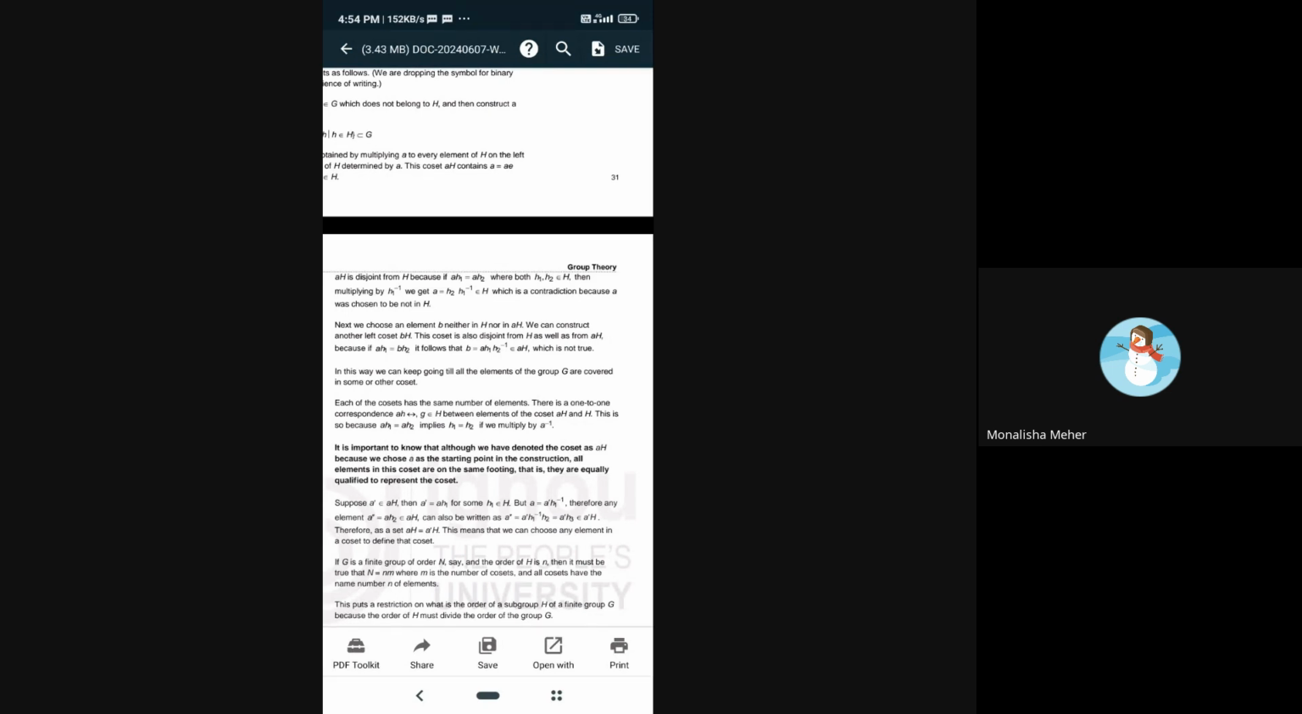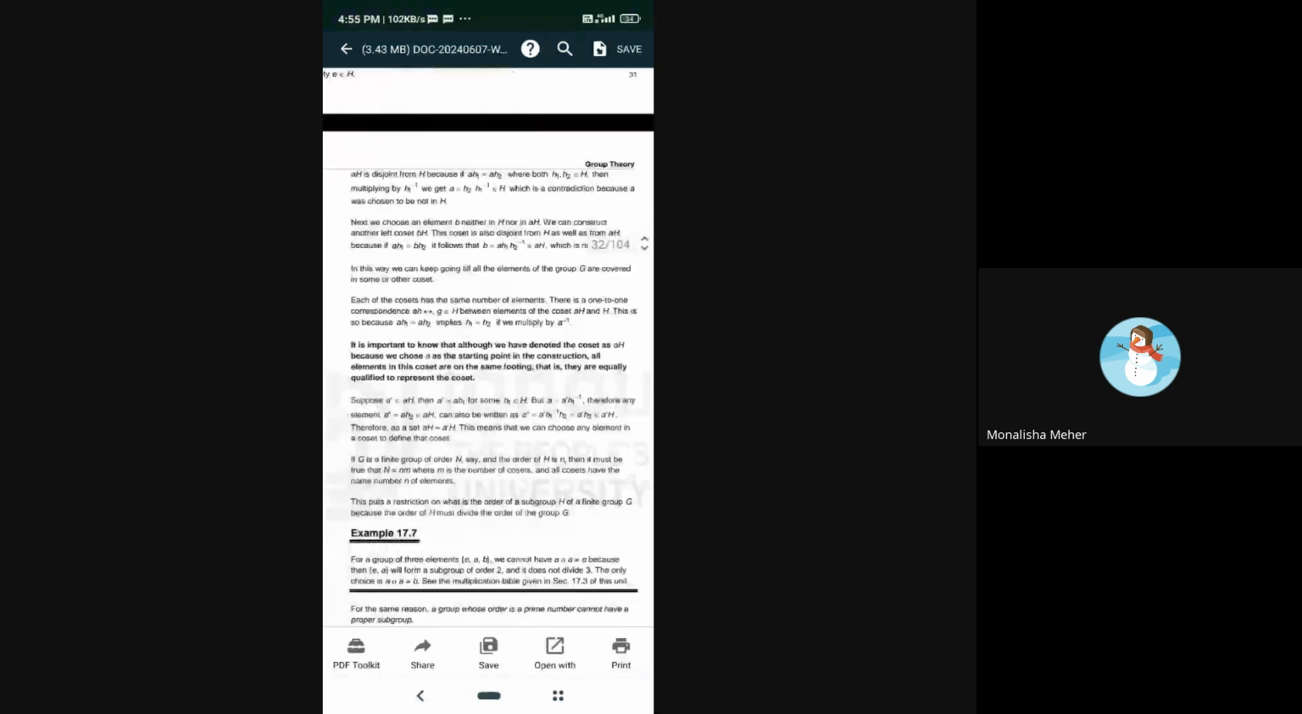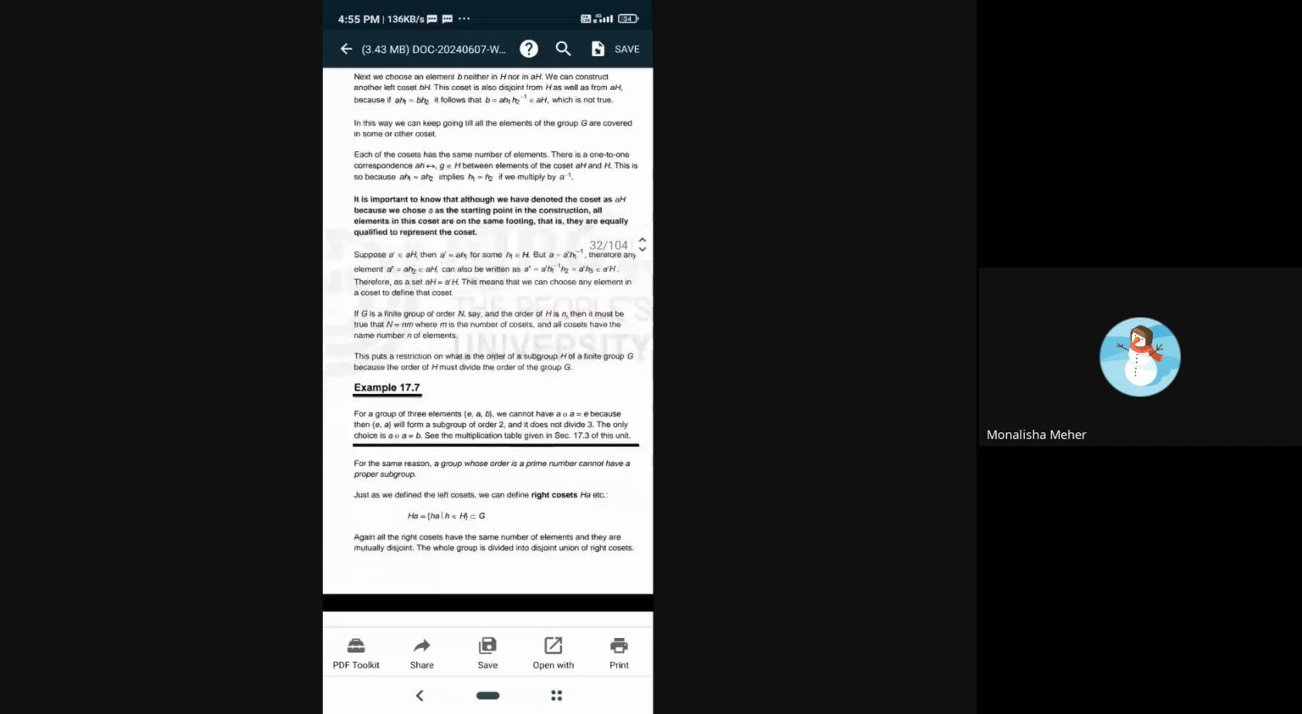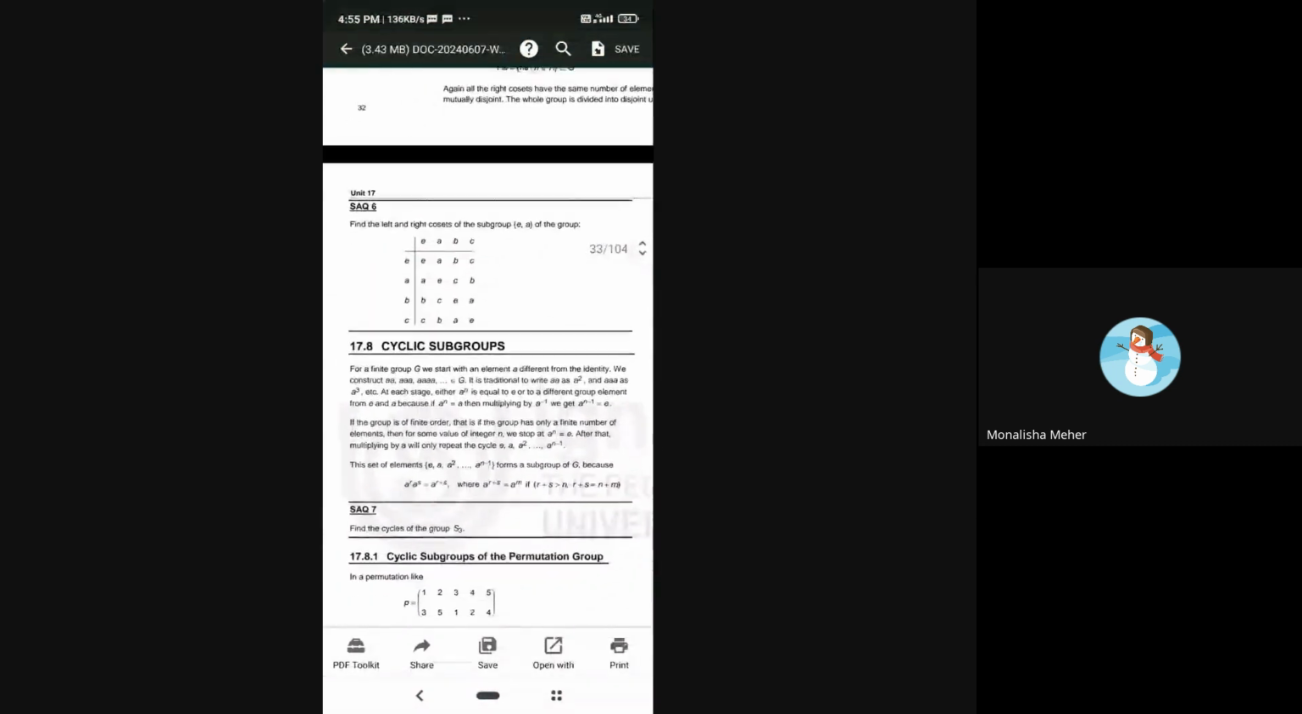Okay, it is important to know that although we have denoted the coset as AH because we chose A as the starting point of the construction, all elements in this coset are on the same footing, that is, they are equally qualified to represent the coset. So we can keep going till all elements of the group G are covered in some coset or other. Here is an example, 17.7, you can go through it.